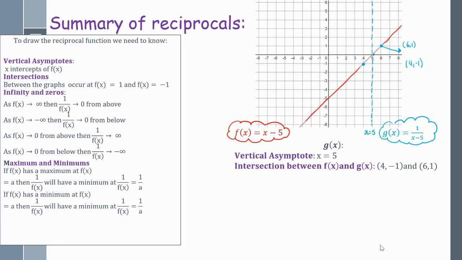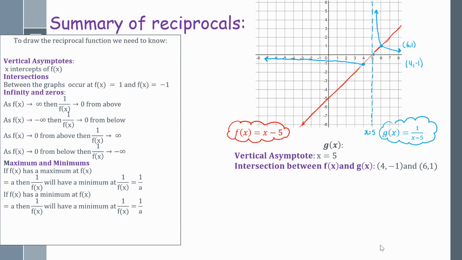Next, as my function goes towards negative infinity, so x minus 5 tends to go towards negative infinity from x equals 4 all the way down to negative infinity on the x-axis, my reciprocal function will go towards 0. So from x equals 4 and everything smaller, my reciprocal will go towards 0 from below.